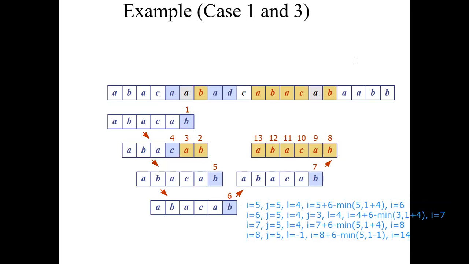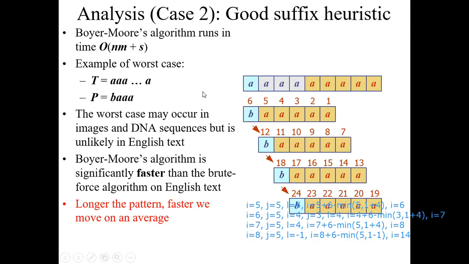And you people can complete this further. So this is the worst case of Moore. Because we are comparing from right, ये mismatch जब भी आएगा तो एकदम last में आएगा after we have done so many comparisons. So again, this portion is read in this. Longer the pattern, faster we move on an average in Moore because we are pre-processing the pattern.